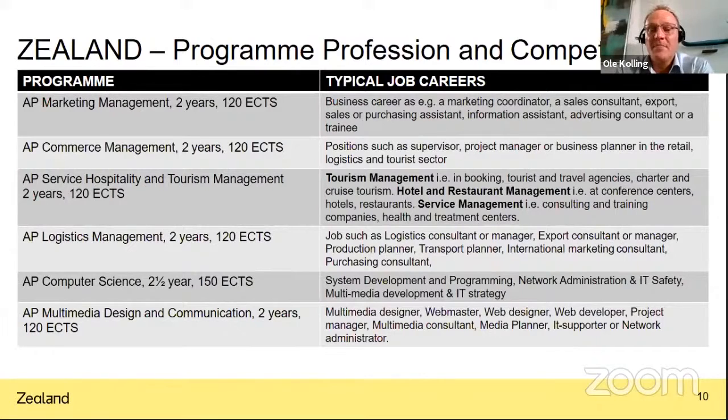Computer science, well, it's programming, systems development, a lot of zeros, a lot of ones. You could be a network administrator or within multimedia development. Multimedia design and communication is a little bit more, you can say, creative. You could be a multimedia designer, webmaster, web designer, multimedia consultant, and so on.